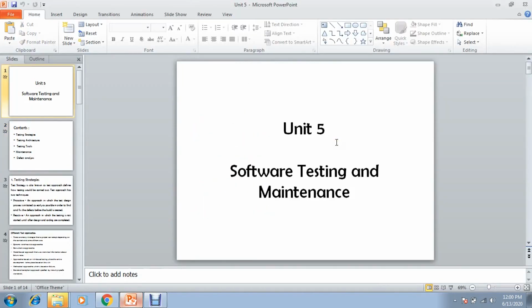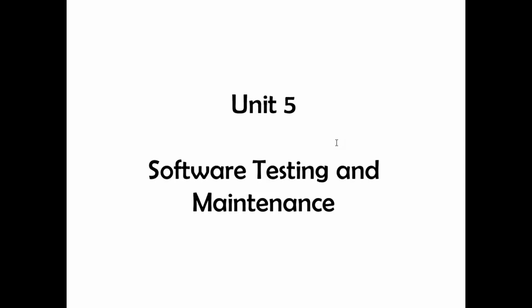In this video lecture, I am going to start with unit number 5 of software engineering. Basically, we are going to see in this unit what is software testing and maintenance. Software testing is a very big topic, so we conclude it with a small definition. What is software testing? Software testing is the process of finding the bugs in a software.